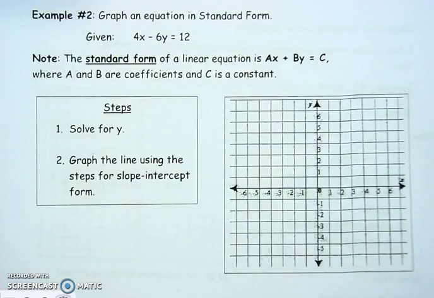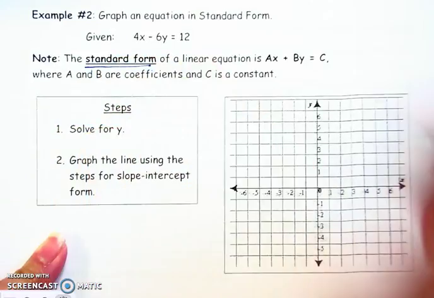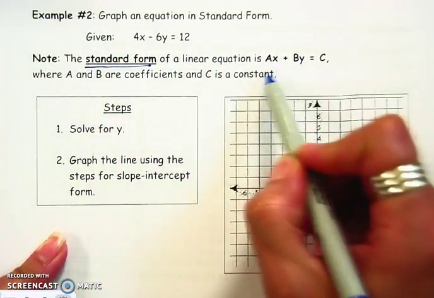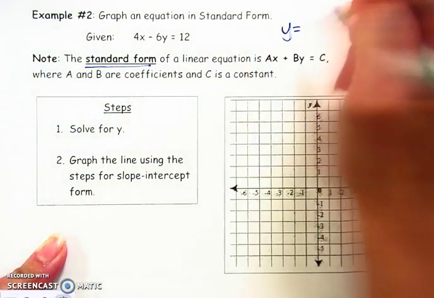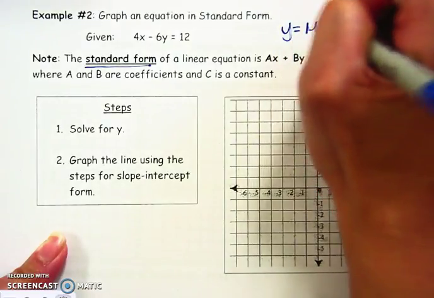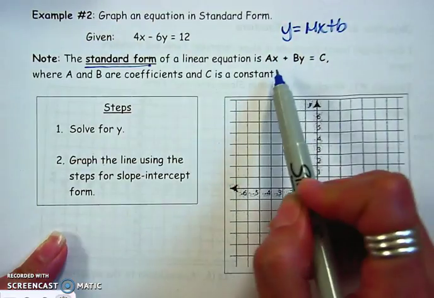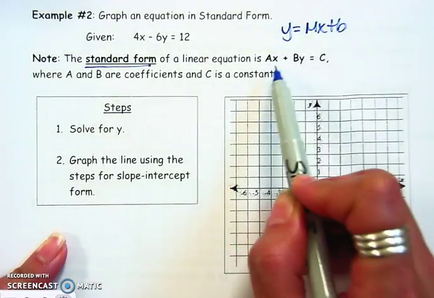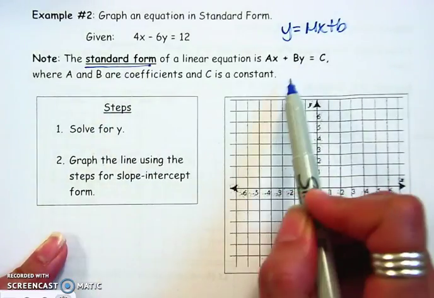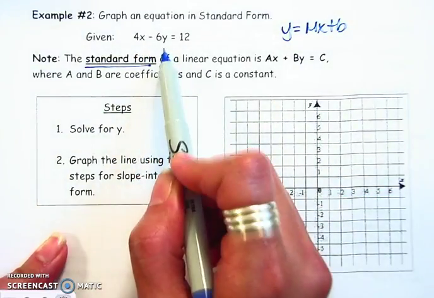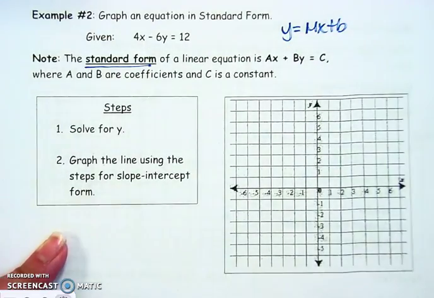If we move on to example 2, they tell us they want us to graph the equation in standard form. So you guys have a new vocabulary term. It says that the standard form of a linear equation is the form ax plus by is equal to c. If we look at the slope-intercept form, we have y is equal to mx plus b. We notice that with the standard form, our x and y are on the same side of that equal sign. So if you are given an equation with your x and y on the same side, you know that your equation is in standard form, where a and b are coefficients and c is your constant.